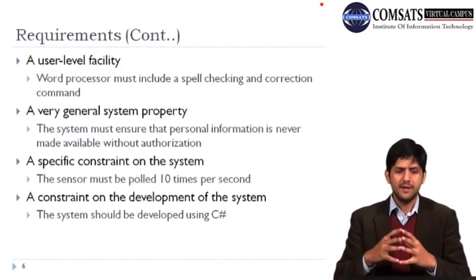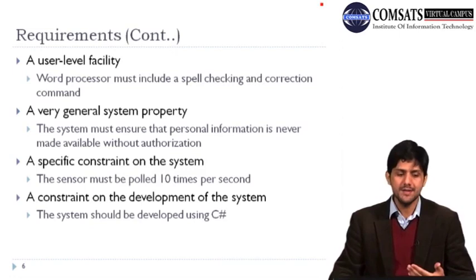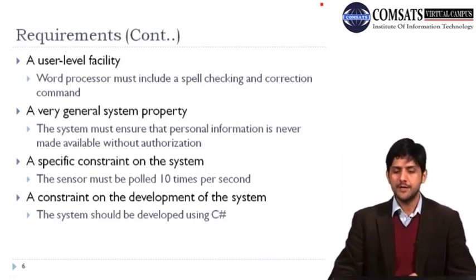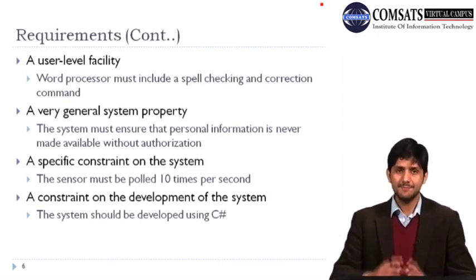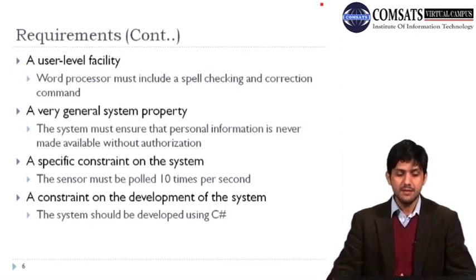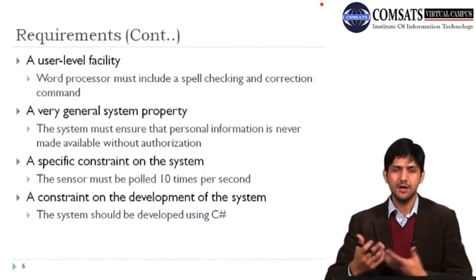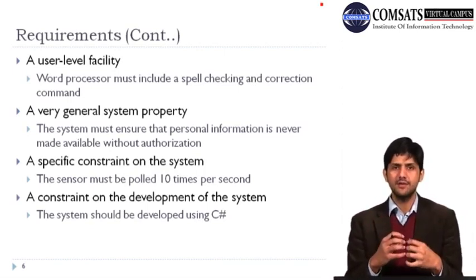For example, what are requirements of a user level facility? It might be: the word processor must include a spell checking and correction command. Similarly, a very general system property can be: the system must ensure that personal information is never made available without authorization. A specific constraint on the system might look like this: the sensor must be polled 10 times per second. And a constraint on the development of the system might be: the system should be developed using C#.